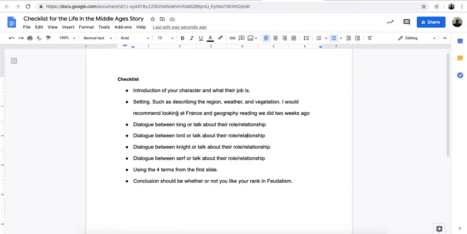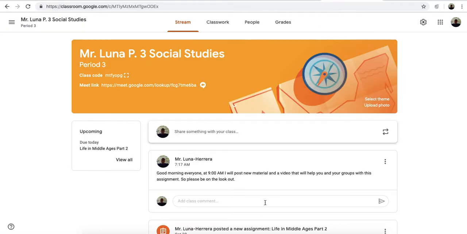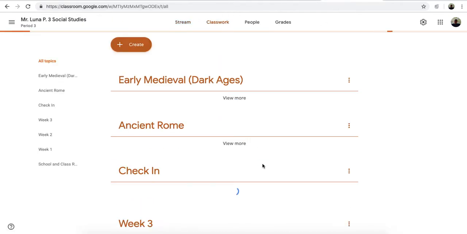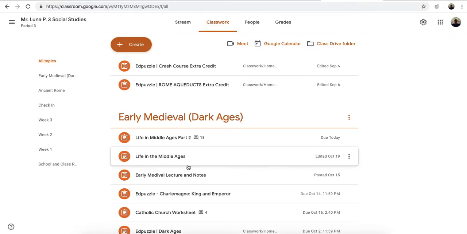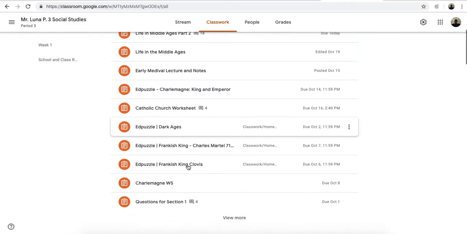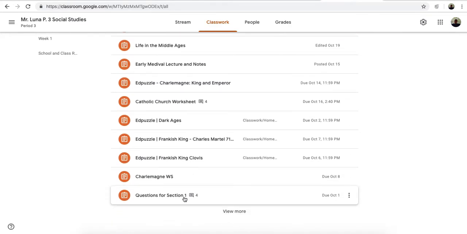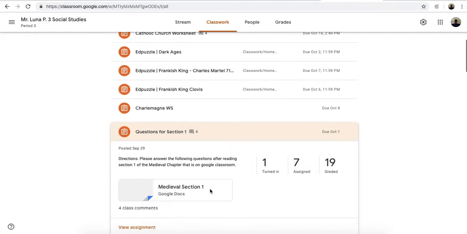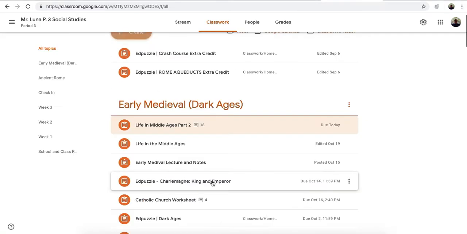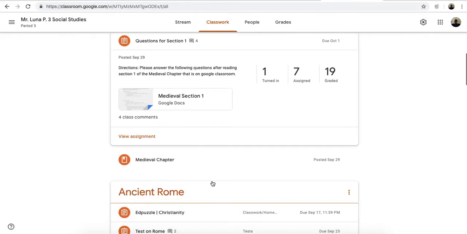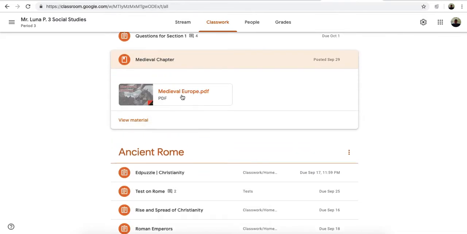If you don't know how to describe that, look at the information from here. Remember, we did an assignment about the geography of Europe. It's going to be this one right here. The first assignment we did, questions for section 1. Okay. If not, I'll try to put it right next to our assignment right now before class starts.